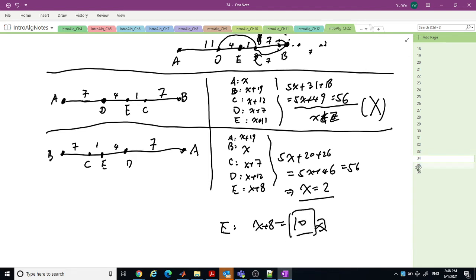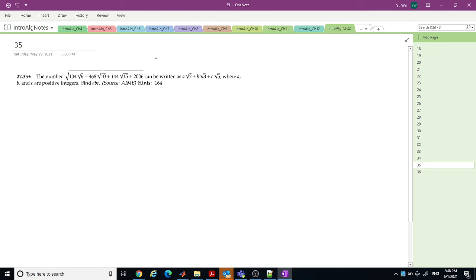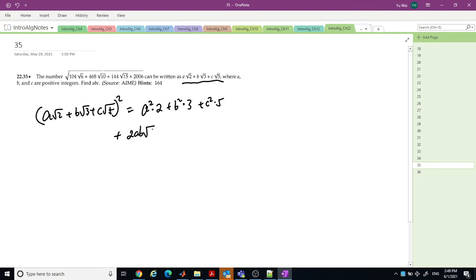Okay. So next, we know the number can be written in this format. Okay, let's see. So now we can square this number, right? a root 2 plus b root 3 plus c root 5, squared, is equal to, expanding this, a squared times 2 plus b squared times 3 plus c squared times 5, then plus 2ab root 6 plus 2ac root 10 plus 2bc root 15.